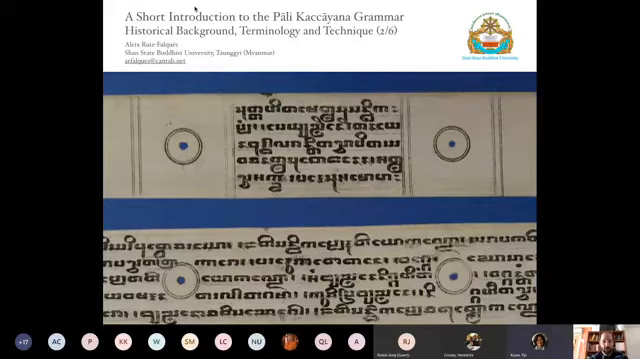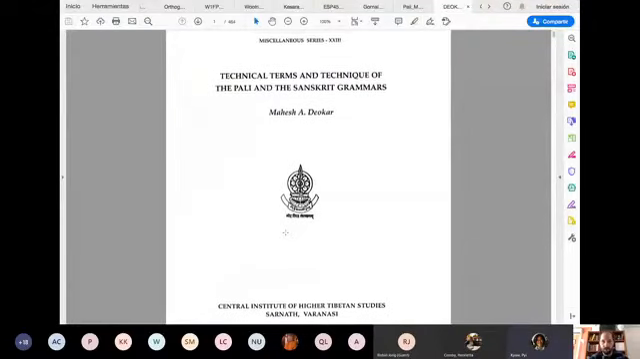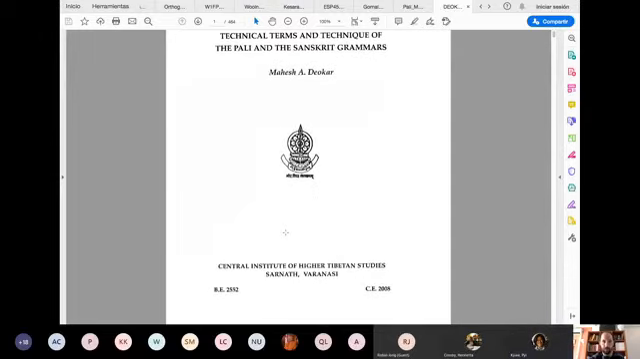And last day, if you remember, we saw a little bit of the materials that I have uploaded on Google Drive. I forgot to mention one publication that I would like to mention now, this one. It's a book by Professor Mahesh Deokar from the University of Pune. The book is called Technical Terms and Technique of the Pali and the Sanskrit Grammars. It's a really good reference work that I use all the time. I think we all should use this book if we are working on Pali grammars or even Sanskrit grammars, on Indian systems of grammar. It's published by the Central Institute of Higher Tibetan Studies in Sarnath in Varanasi. As you can see, it's from 2008.